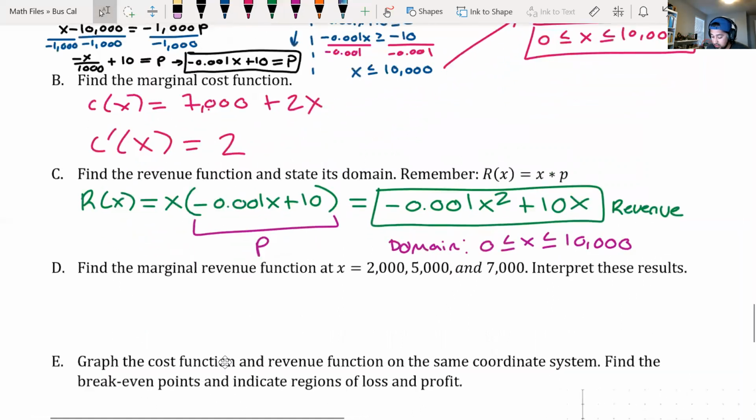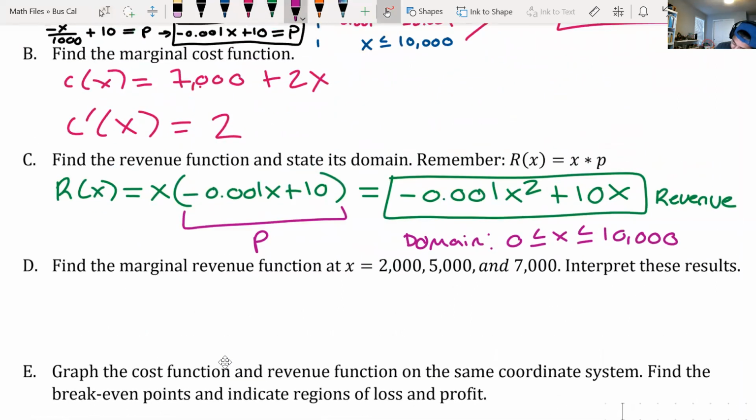So looking at the revenue function above, we're going to take the derivative. And what is the derivative of negative 0.001x squared? It's negative 0.002x. Don't forget to bring down the 2 too. Oh my goodness. Yeah, you're right. And then what's the derivative of 10x? Plus 10. There you go. And now we'll plug in 2,000, 5,000, 7,000 and interpret the results. Have your calculator right here.